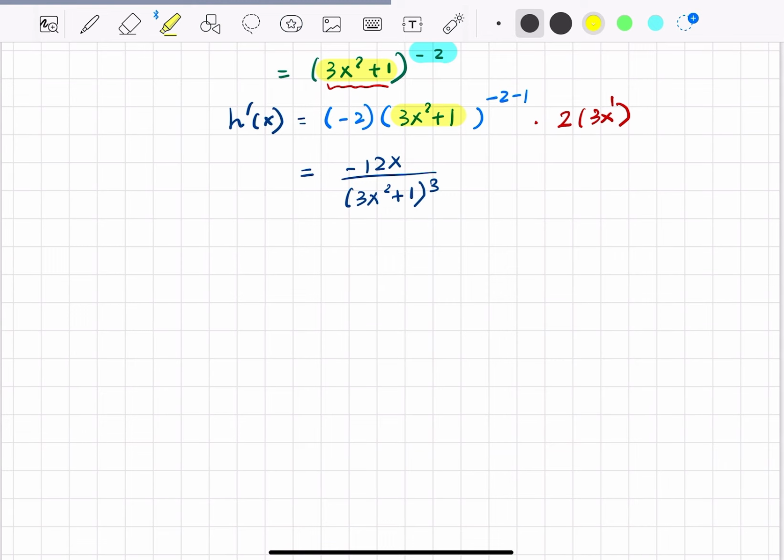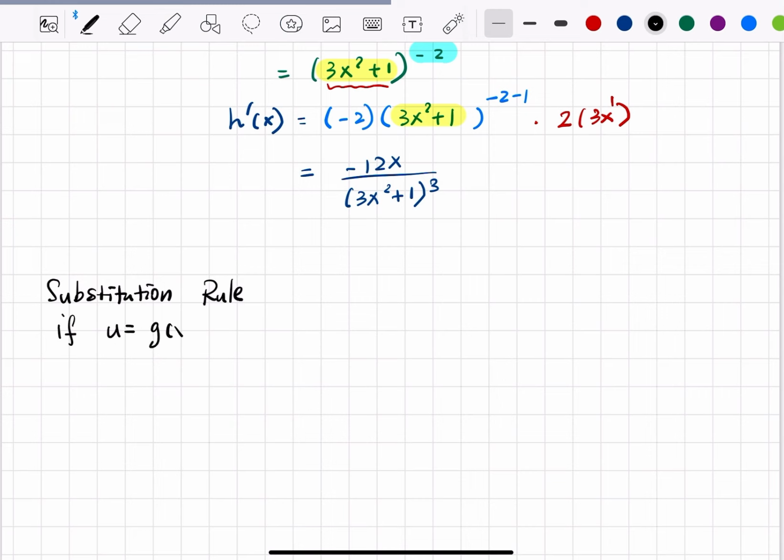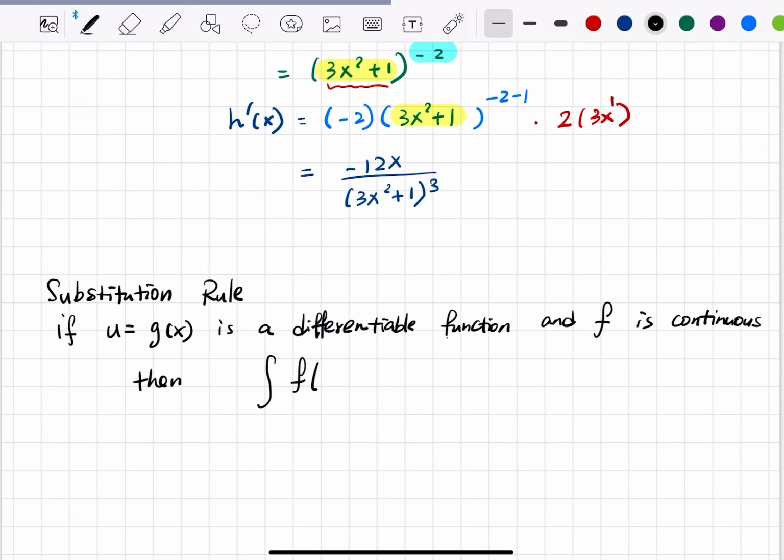So the substitution rule says if we have u equal to g of x, a differentiable function whose range is in the interval I, and the function f is continuous, then the integral of f of g of x times g prime of x dx is the same as finding the integral of f of u du, and that is where the u substitution comes from.